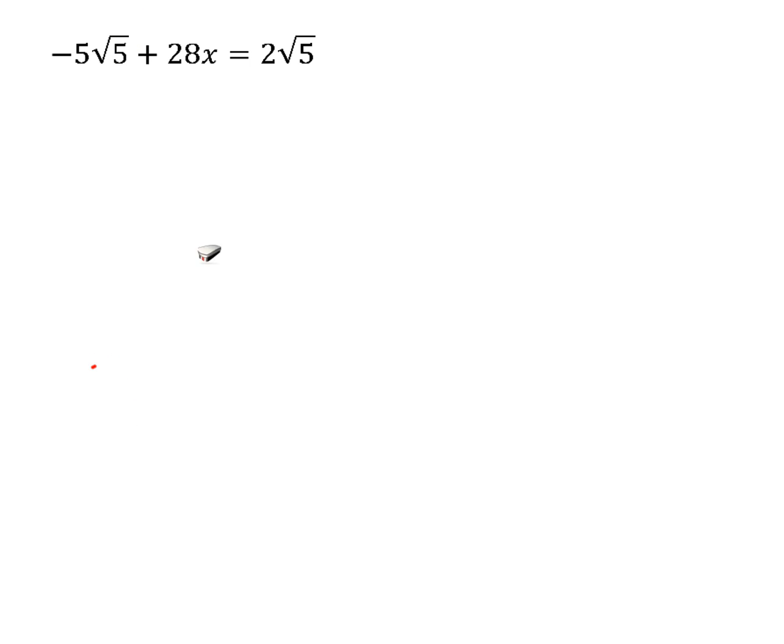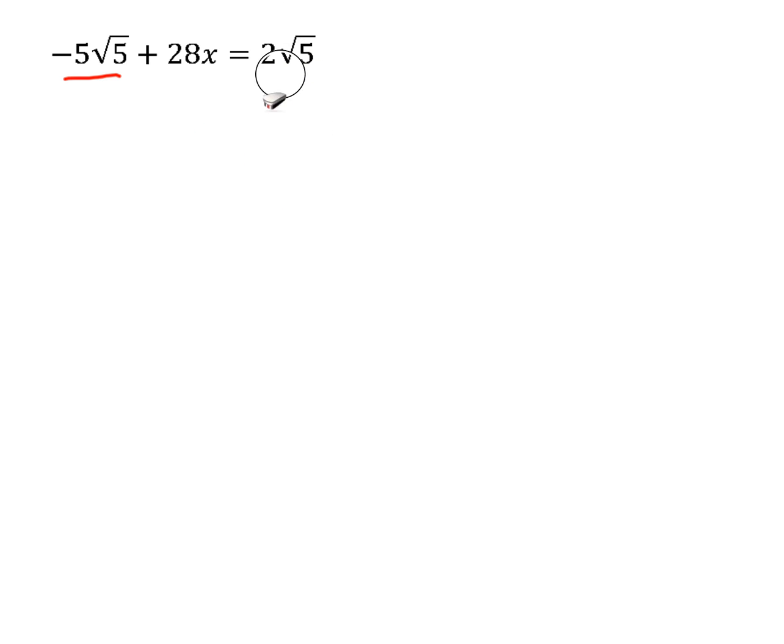If I have negative 5 root 5 plus 28x equals 2 root 5, I've got a radical on both sides. I need to get the radicals together. It's different from the other one because I have a plus on the outside of the radical, so it's tricky. But these are like terms, so I can put them together.